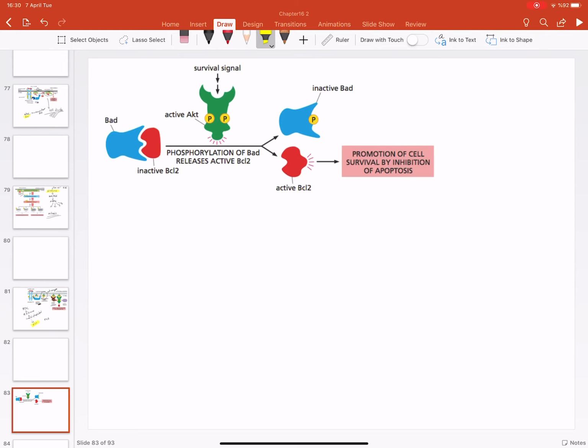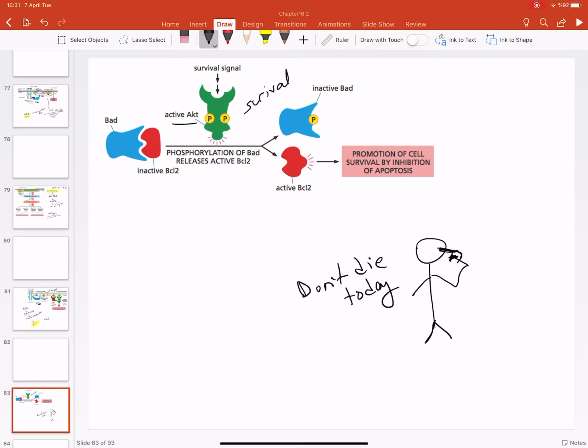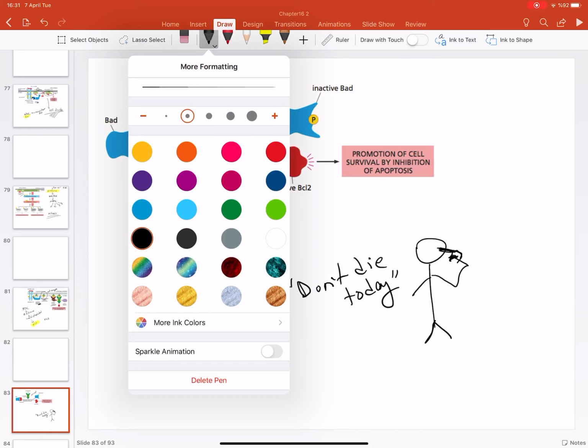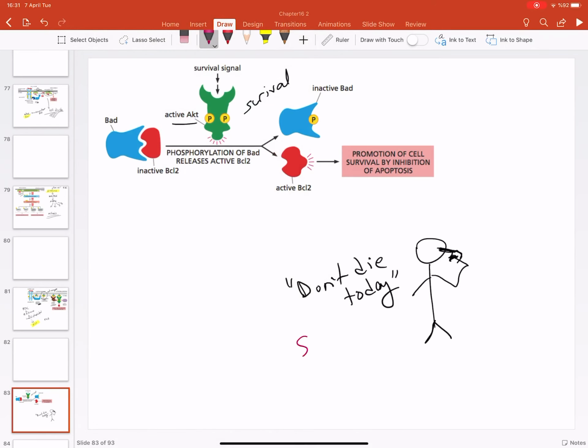And I said that every cell has a gun. I'm not sure if I will be able to draw a gun pointed to itself. The trigger is ready to pull. Every day somebody should come and say, don't die today. If you don't say, don't die today, it's going to suicide. So the scientific name of the signal, don't die today, is survival signal.